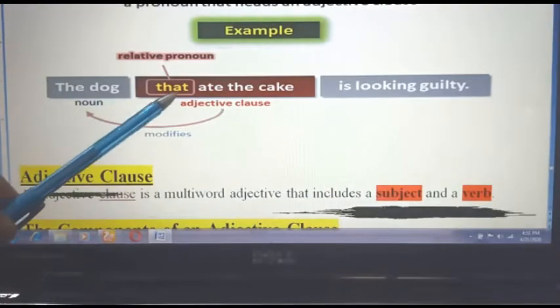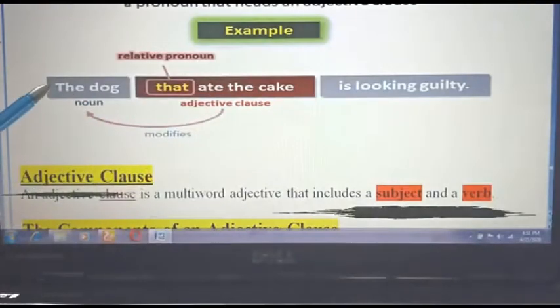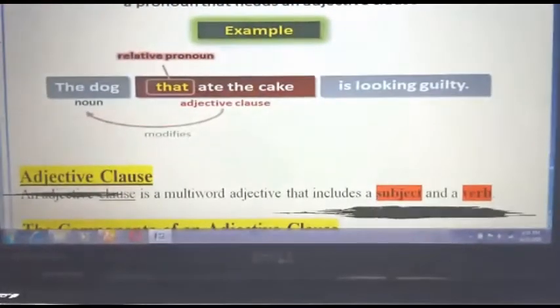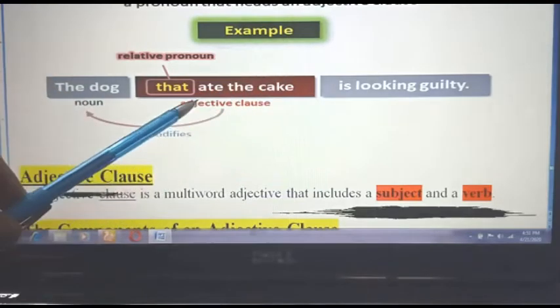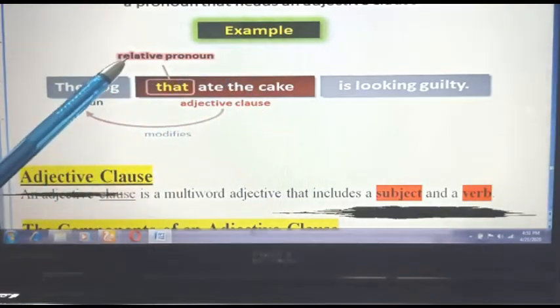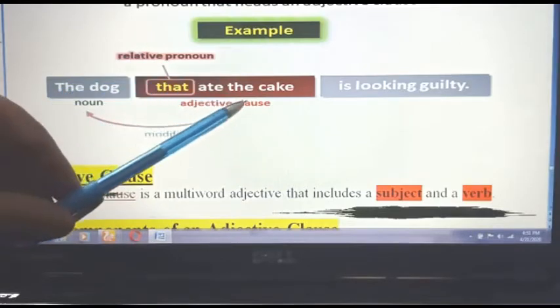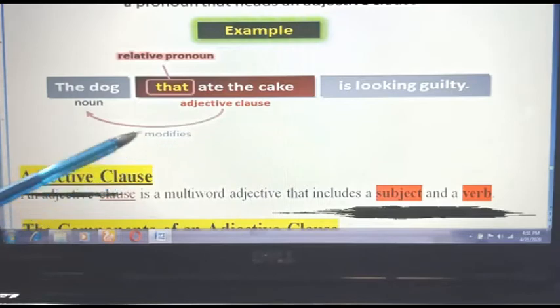The dog that ate the cake is looking guilty. The dog is a noun, that is a relative pronoun. Ate the cake is an adjective clause. An adjective clause can also be called a relative clause. An adjective clause modifies a noun.